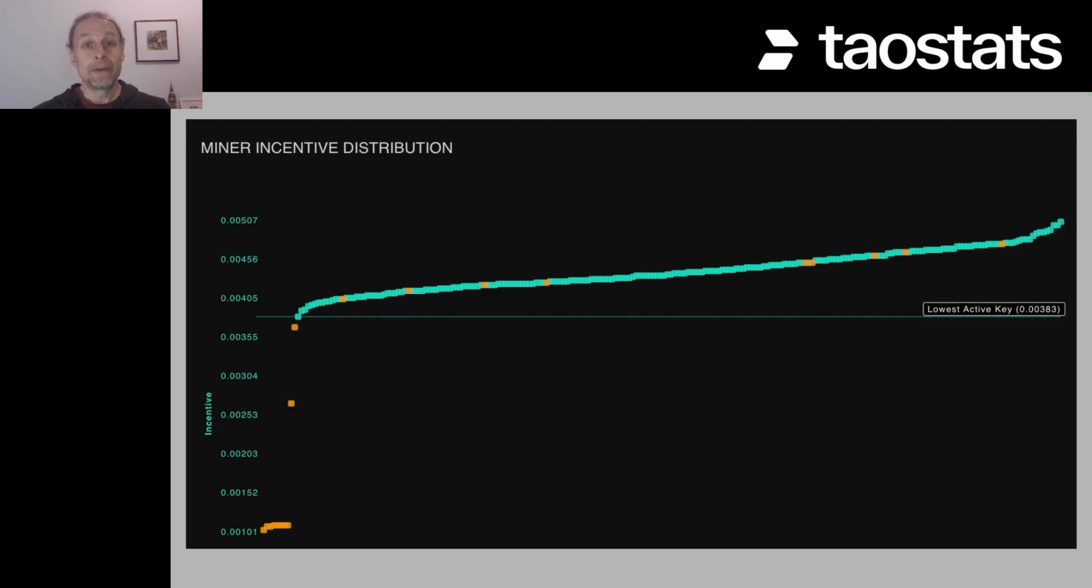So you want your incentive to be high because obviously that's more tau rewards. But if you're down here near the bottom, or if your miner has issues and ends up down here near the bottom, you're also likely to be deregistered, which is clearly not ideal.